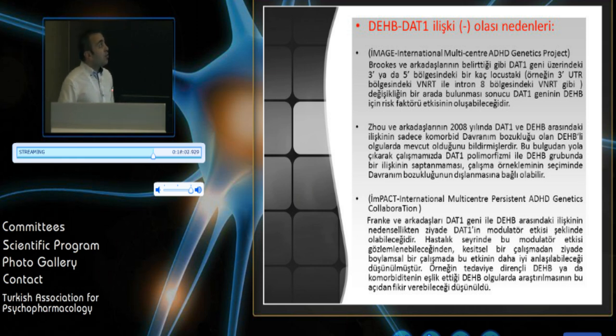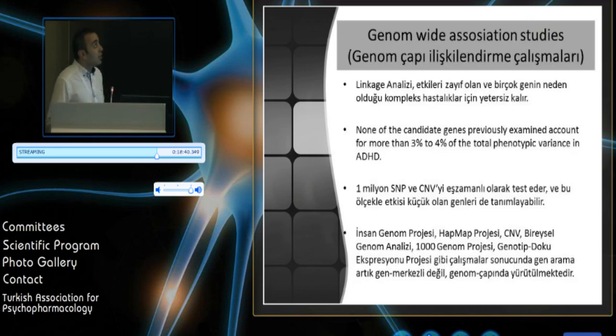Why can't we find a relationship? ADHD and IMAGE and IMpACT trials show that in several sites, if there is a polymorphism, maybe the DAT1 gene can be related. According to the IMpACT study, DAT1 has a moderator effect, therefore the effect can be seen during the progression of the disease. So this can be understood better in a longitudinal study. In comorbidities, Zoll and his colleagues in 2008 in their trial have shown that the study could be worked on in people with behavioral disorders.